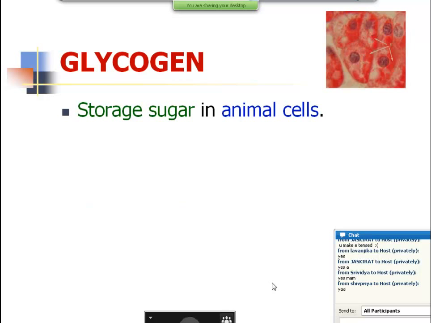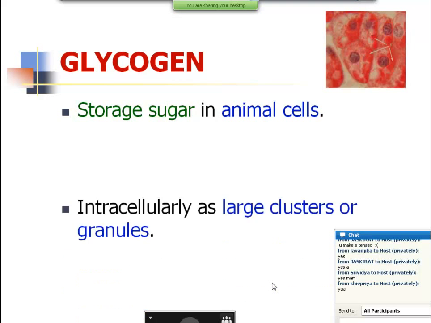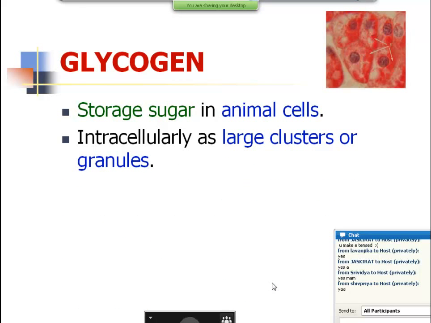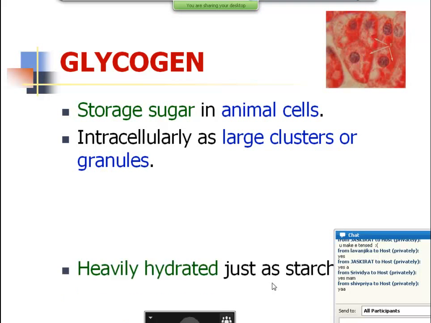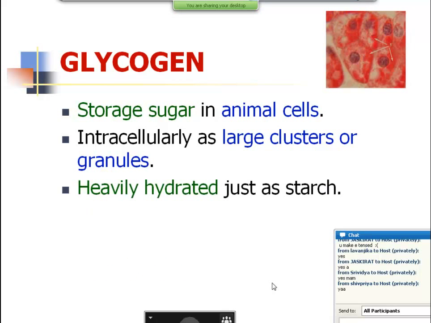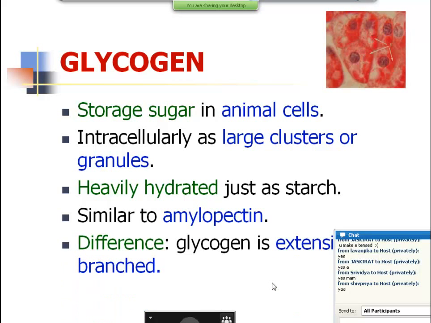Then glycogen, right? Just as starch is the storage polymer in plants, glycogen is the storage polymer in animals. And how is it similar to starch? They also are present as intracellular clusters or granules, and they are also heavily hydrated in nature. How are they in structure? They are very similar to amylopectin. The only difference is that they are extensively branched.